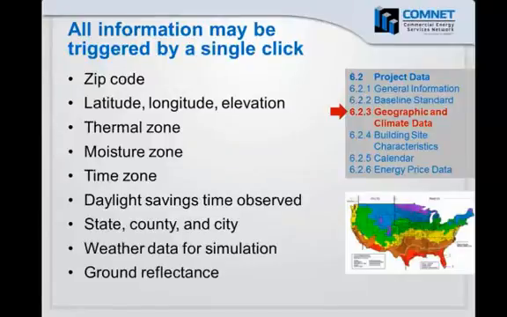The next section is geographic and climate data. The building descriptors are things like zip code, latitude, longitude, the thermal zone and moisture zone from the DOE classifications, the time zone, whether or not daylight savings is observed, the city, the state, county, and city where the project's located, the weather data that's used for simulation, and also ground reflectance is lumped into this category as well.